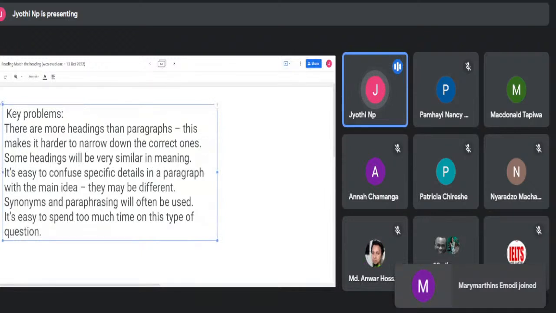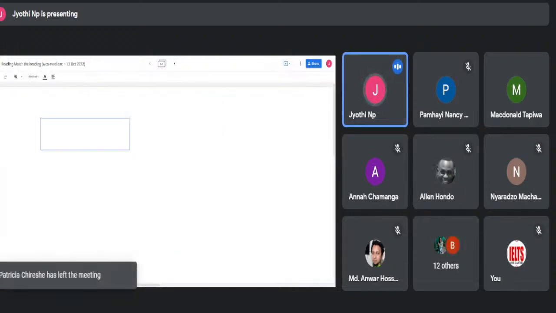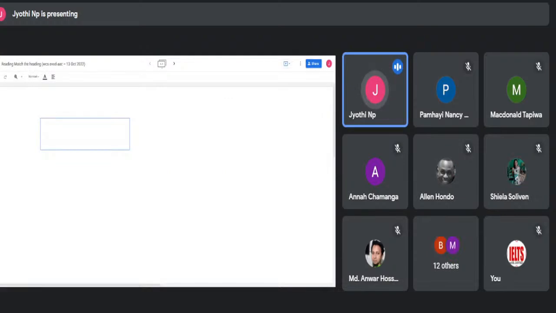Answering a match the following question. Okay, so next. Here basically, the general tips we have, we just have two tips, but later we look into the strategies.